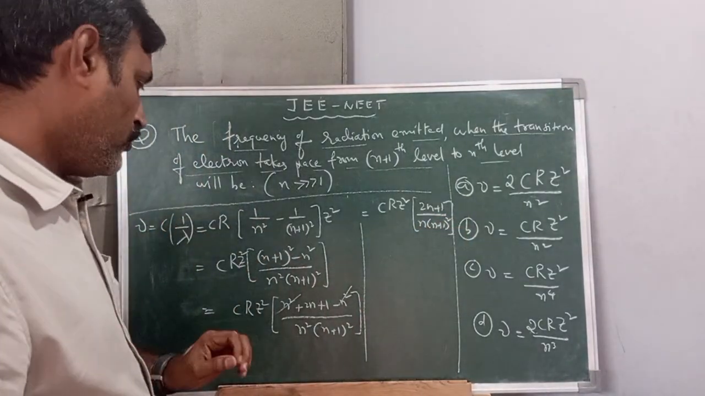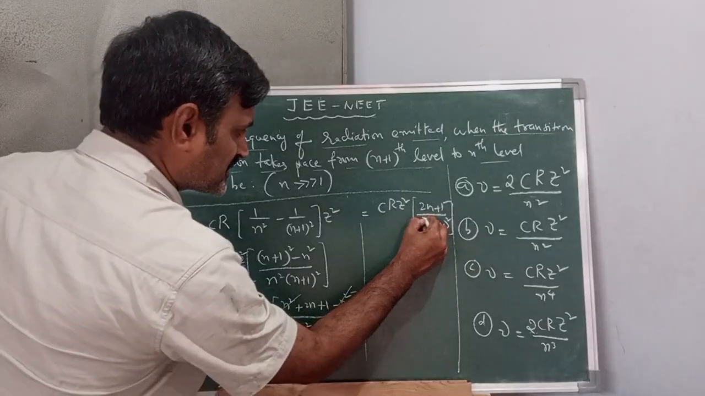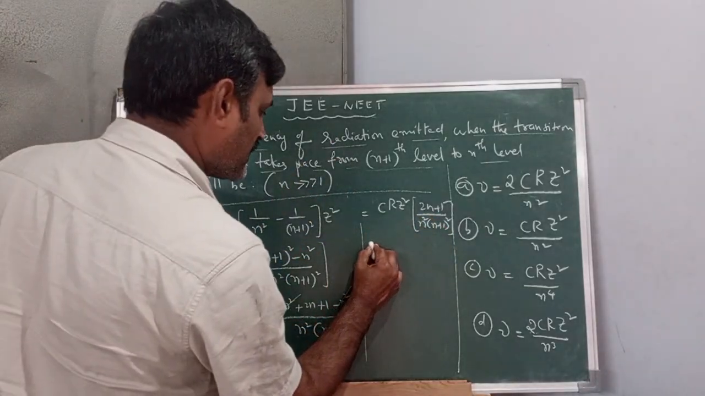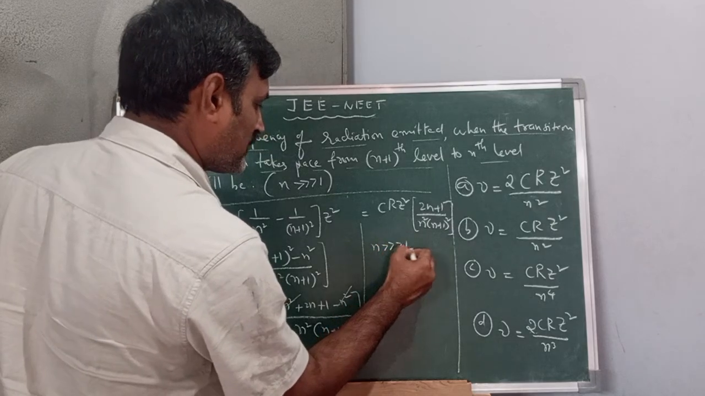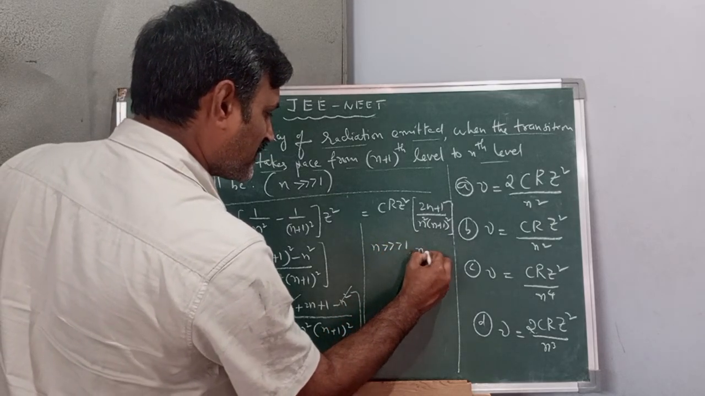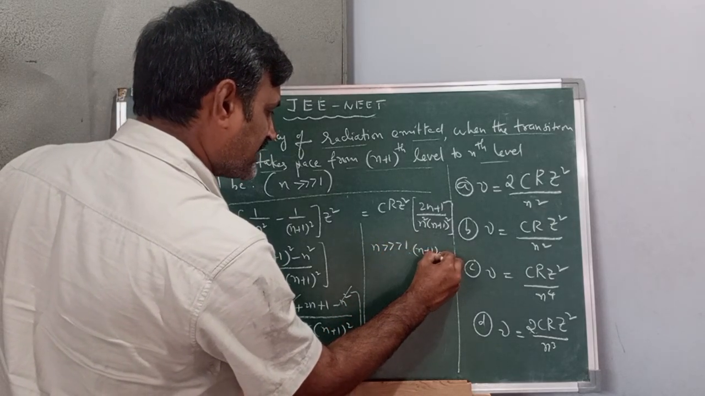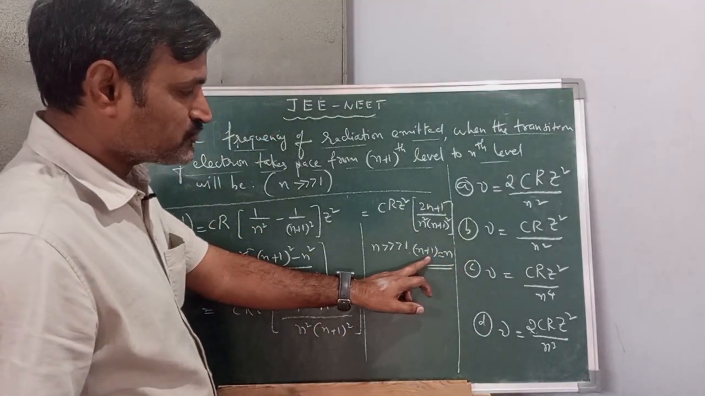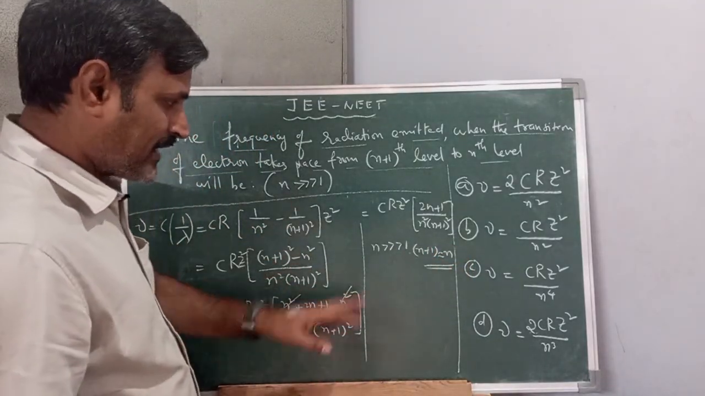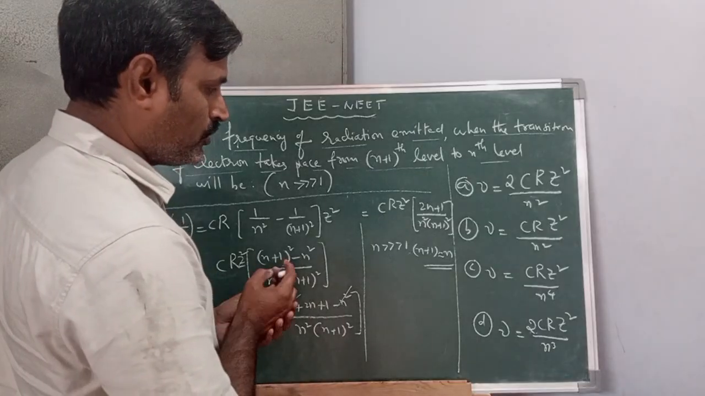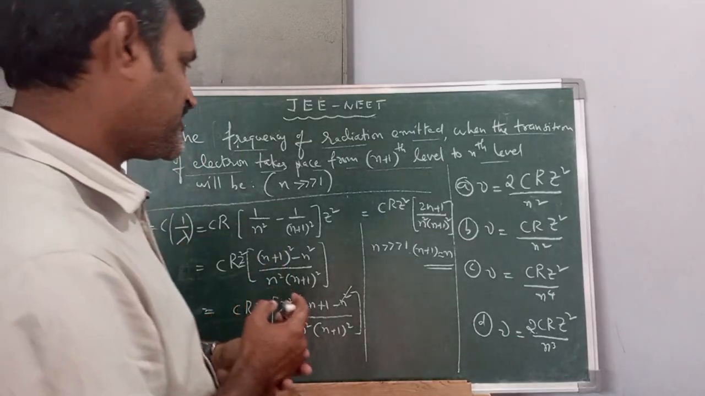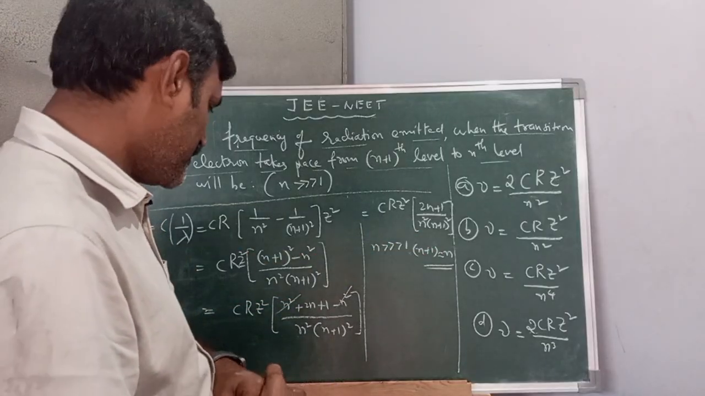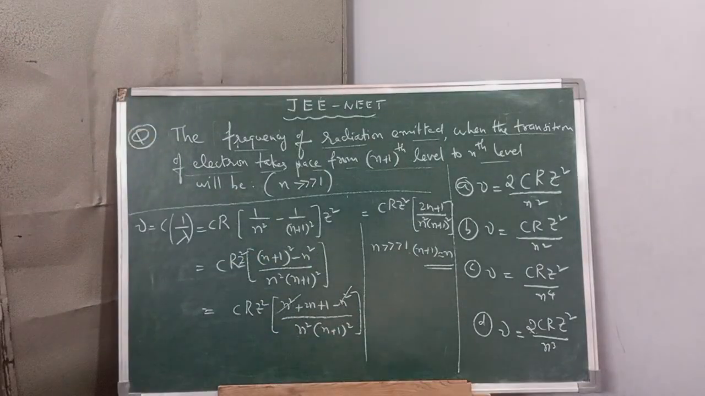So now consider n square into n plus 1 whole square, and consider n is extremely greater than 1. The given n is extremely greater than 1, which indicates that n plus 1 we will consider as approximately equal to n. N plus 1 we will consider equal to n only. So in such a case, what will be this value? We will check it.